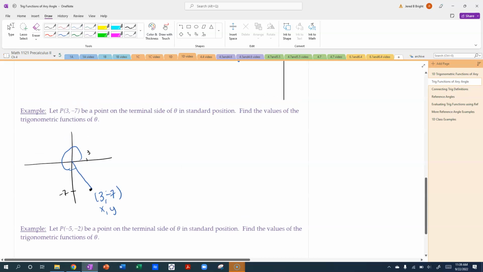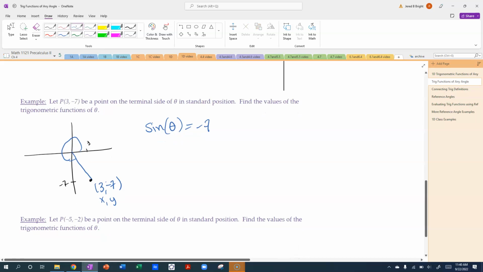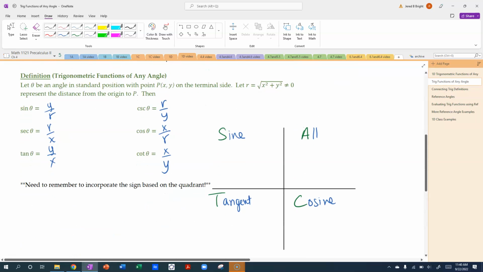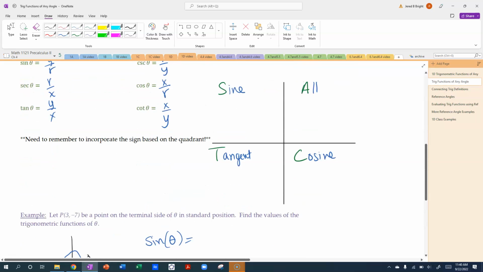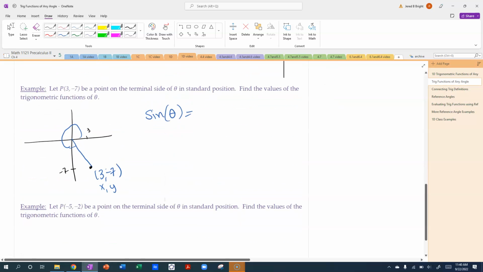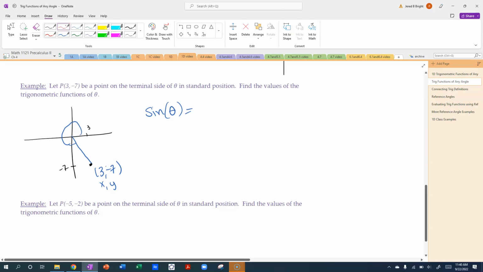Then according to the definitions, well, let me pause before I go further. I can no longer say that sine of theta is equal to -7. We talked about the domain and range of sine: the range, what it outputs, is between -1 and 1. So if you write something like this, that is way wrong. What we need to do is scale this according to our definitions, so we need to find whatever this r value is.